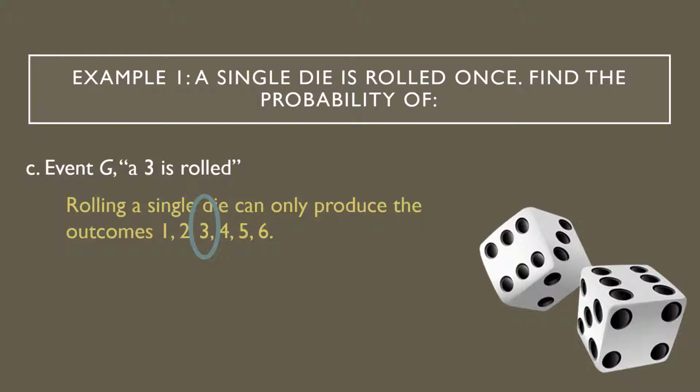3 is one of those possibilities, so it's 1 out of 6 possibilities. As you recall, probability is success over total. There's one way you can roll a 6, and there's one way that you can roll a 3, and there are a total of 6 possibilities. So success over total would be 1 over 6.